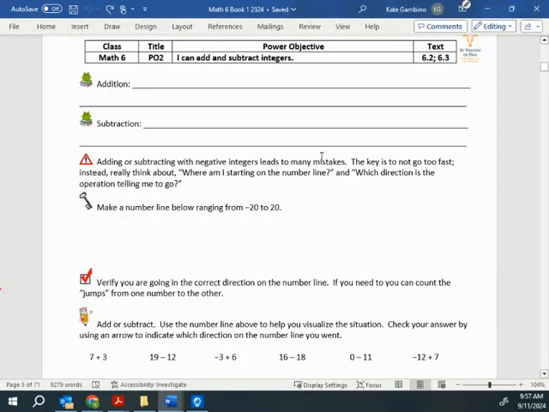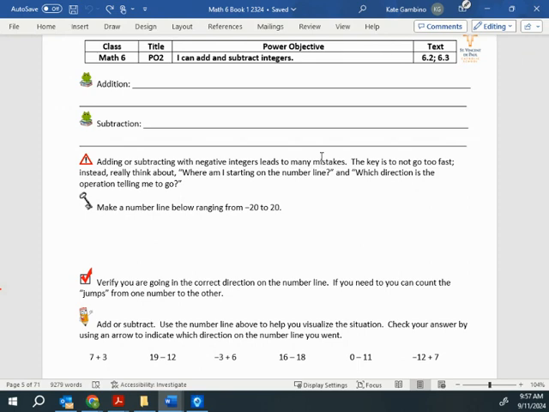Good morning. Today we are on our second lesson in our math binder, Po2. It is a PO, so that means it is a power objective. So this is super important. Adding and subtracting integers. Remember from yesterday, those integers can be positive or negative numbers.